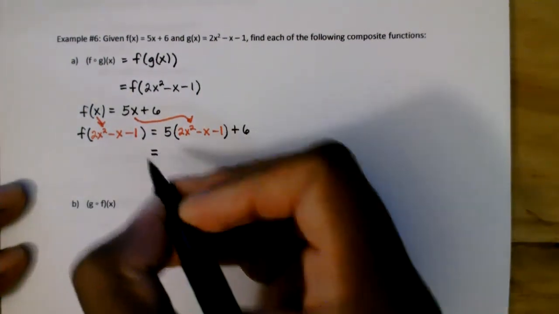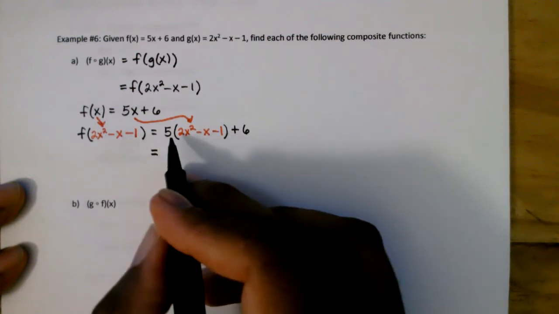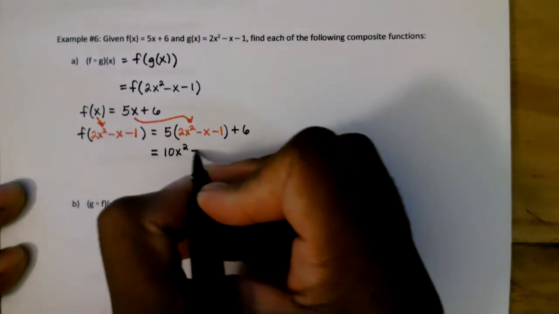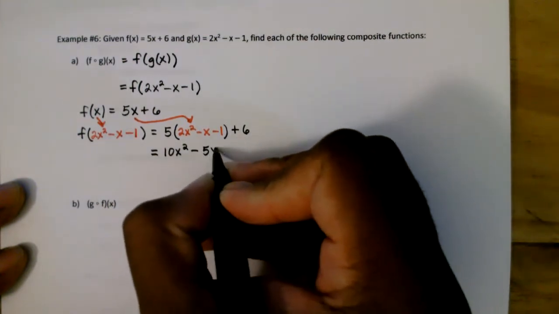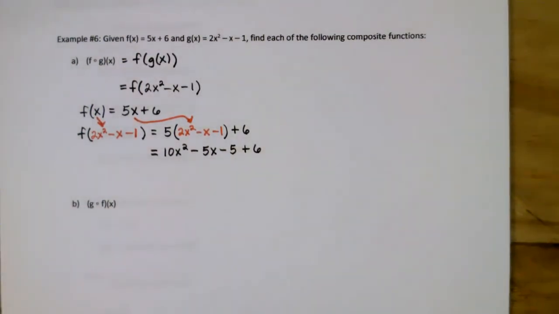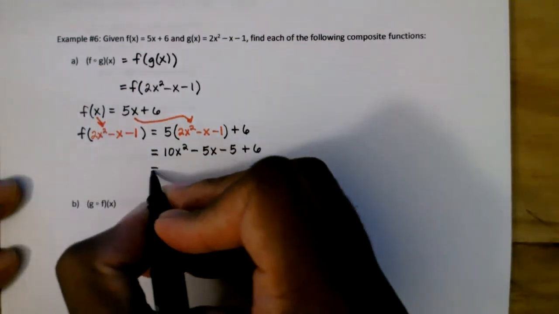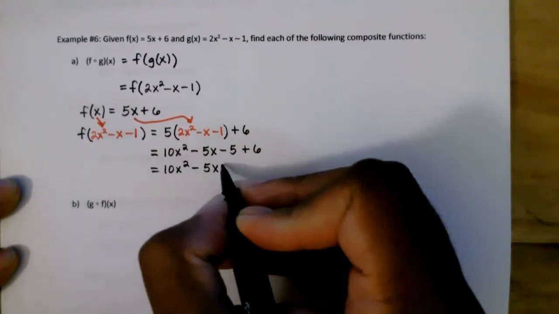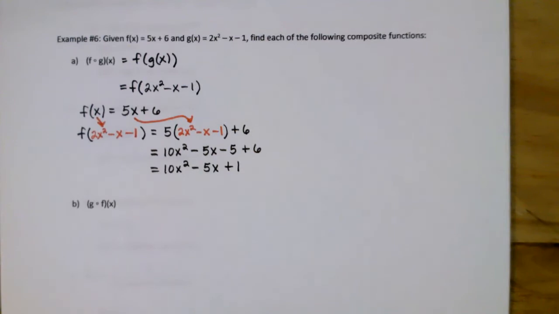So I'm going to simplify the right side by using the distributive property. 5 times 2x squared is 10x squared, minus 5 times x is 5x, and then 5 times a minus 1 would be minus 5. Bring down the plus 6, and combine like terms here. Bring down 10x squared minus 5x, and then minus 5 plus 6 will be plus 1. So the composition of f with g of x will end up being 10x squared minus 5x plus 1.